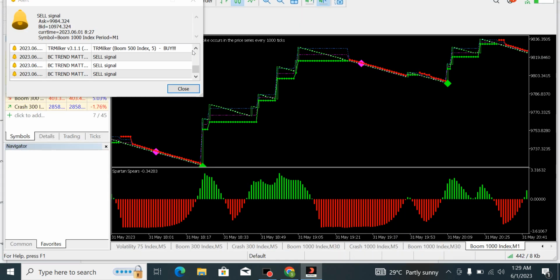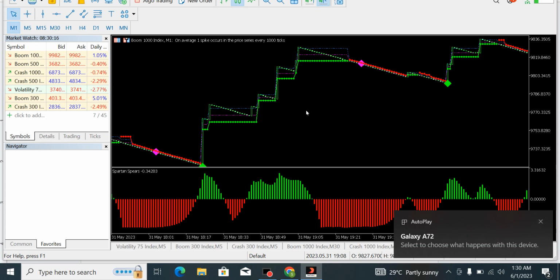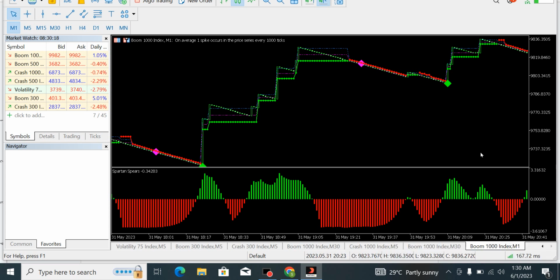A few days ago I gave out information about this indicator, and I gave it out to those of you that did the task which I asked you to do on that particular day. Some of you did it and some didn't, but those that did it were able to have access to it, and they were able to download this indicator for free.